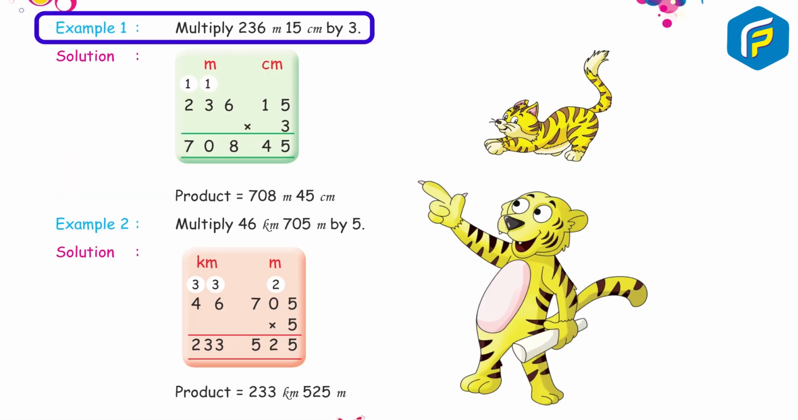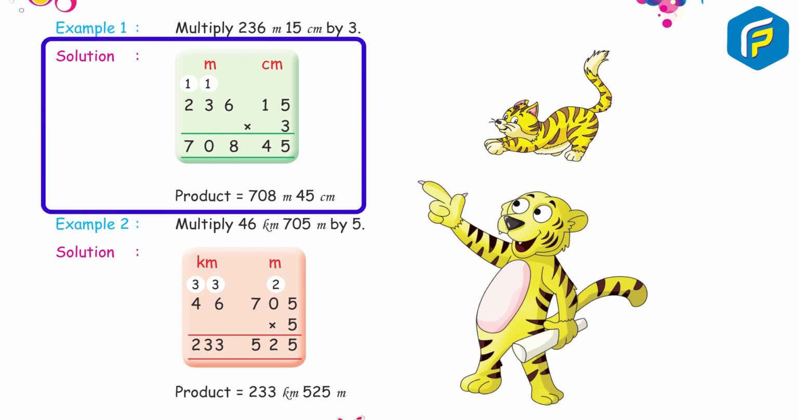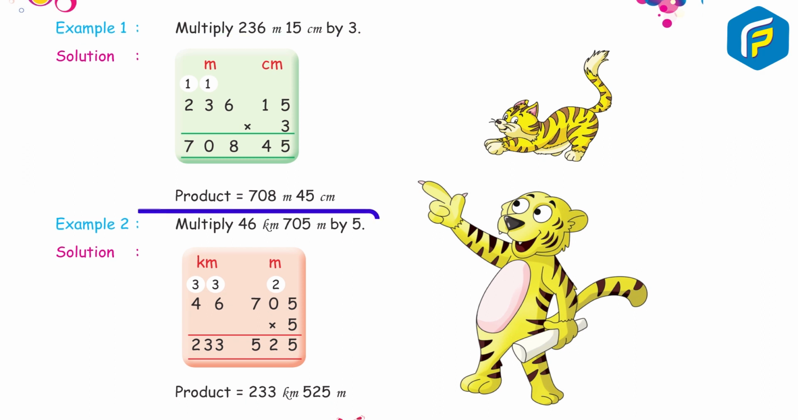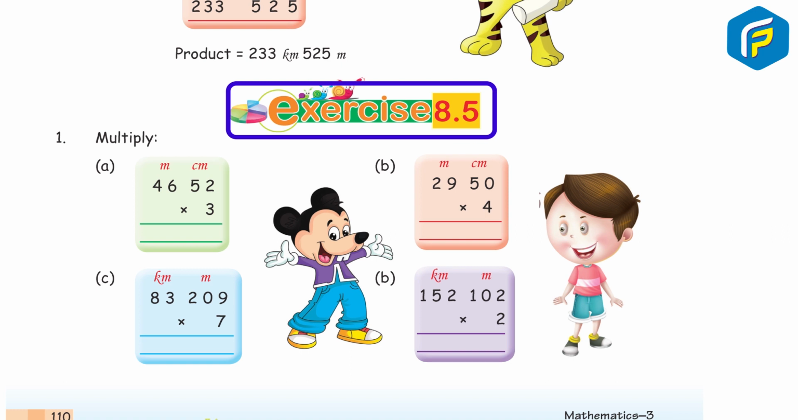Example 1. Multiply 236 meter 15 centimeter by 3. Solution: 236 meter 15 centimeter into 3 is equal to 708 meter 45 centimeter. Product: 708 meter 45 centimeter. Example 2. Multiply 46 kilometer 705 meter by 5. Solution: product is equal to 233 kilometer 525 meter. Exercise 8.5.